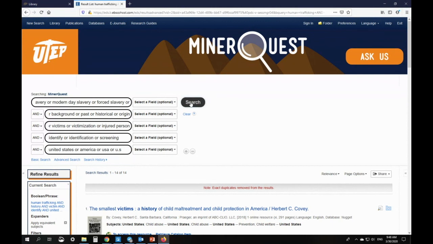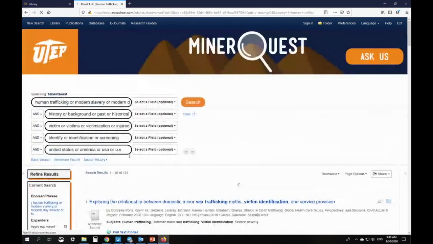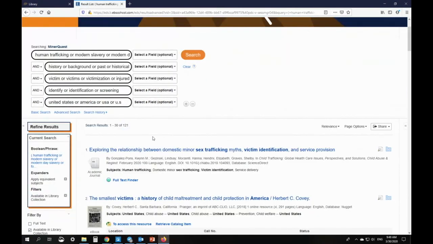So now we're going to click search, and right now we're sitting at 14 results. I'll click search. We bumped up to 121, and this is one way that you can use your search strategy.